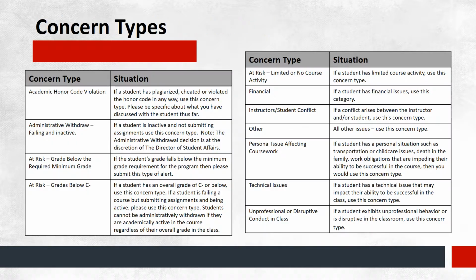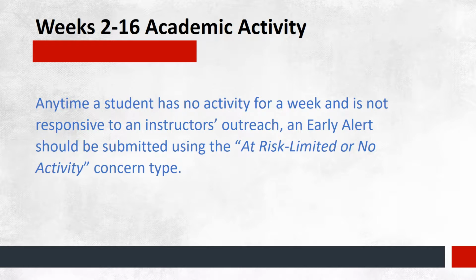There are multiple reasons why you would want to submit an early alert. The concern types listed here are included in the document How to Submit an Early Alert, located just above this video under Faculty Course Center Instructions. For the remainder of the semester, weeks 2 through 16, faculty need to monitor student academic activity. Anytime a student has no activity for a week and is not responsive to an instructor's outreach, an early alert should be submitted using the at-risk limited or no activity concern type.